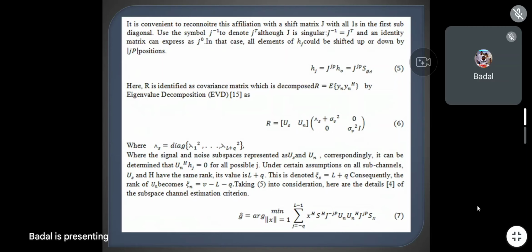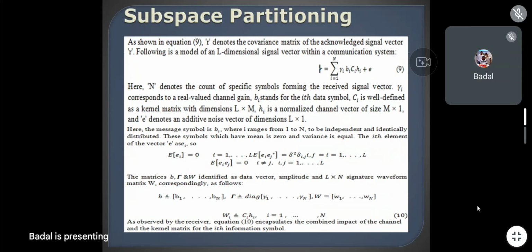The rank of UN becomes V minus L minus Q. In consideration where the details of the subspace channel estimations. Now the subspace partition. S1 is the equation. R denotes the conversion matrix as the single vector R.